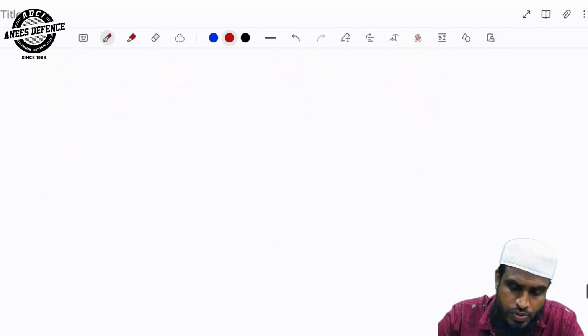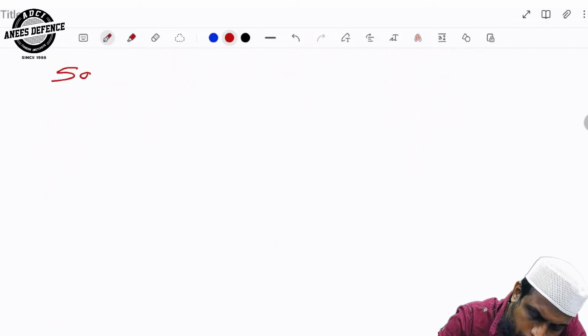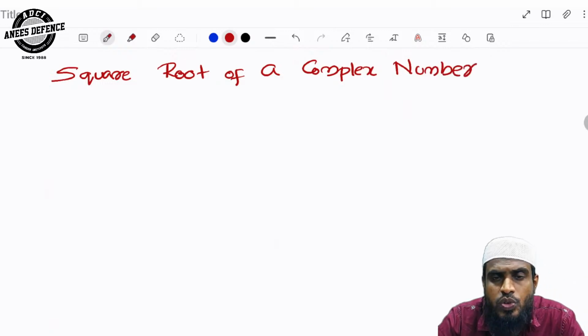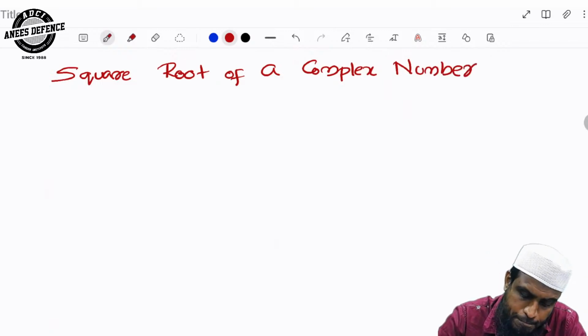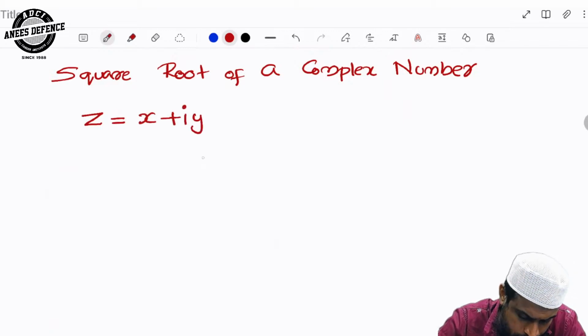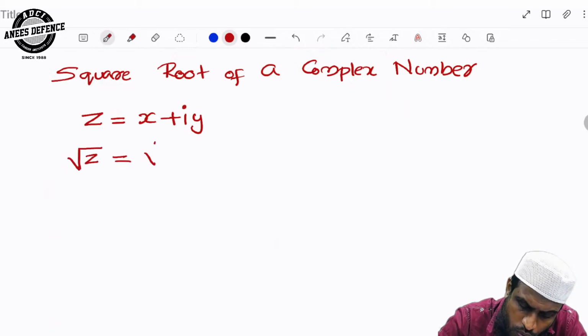Another important concept is the square root of a complex number. For example, you have a complex number z equal to x plus iy, and you want to calculate the square root of z. That means root of x plus iy.